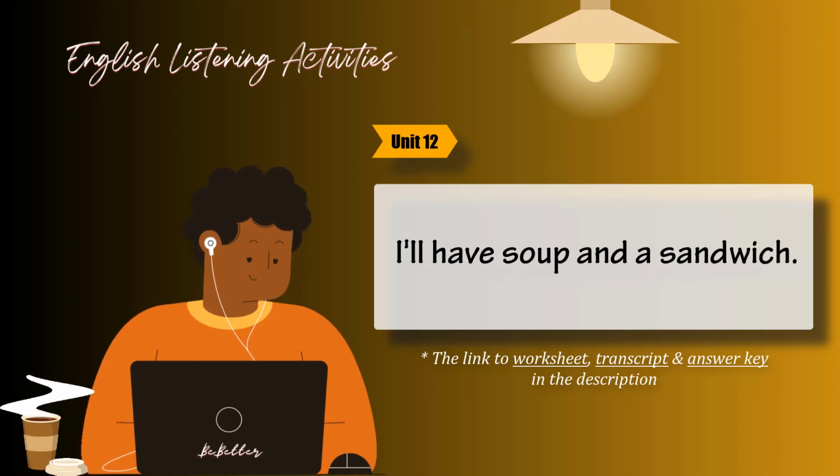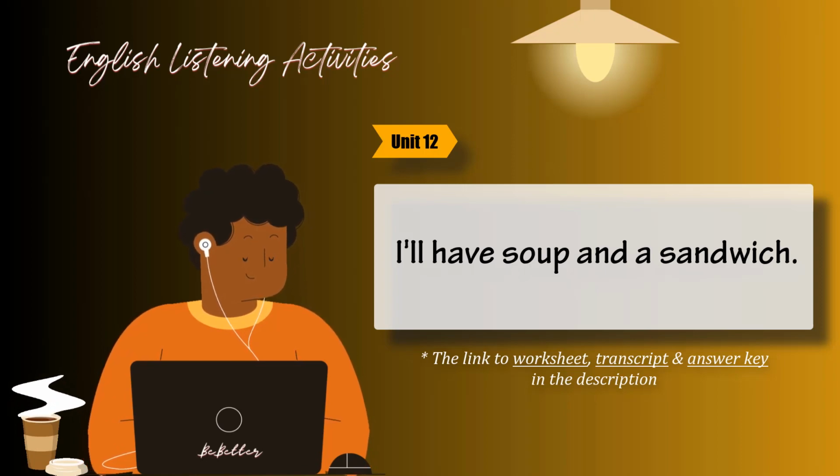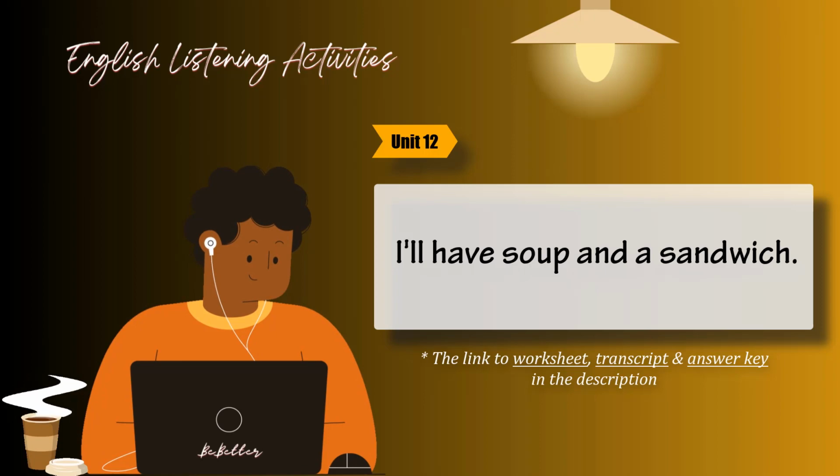Task 6. Listen. How many people are ordering? Circle the number. Then listen again and check the orders.